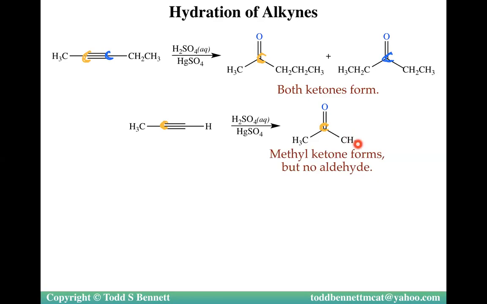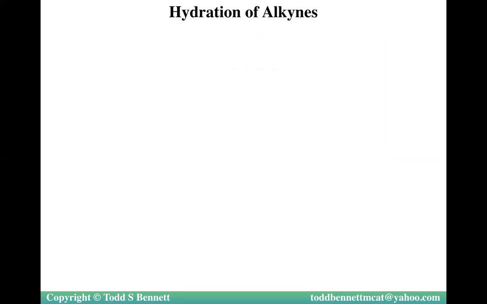Note that this is a methyl ketone. We get absolutely no aldehyde in this case. So whereas it's not necessarily selective when it's internal, it's highly selective when we use the terminal alkyne to get the enol where the O is going on the more substituted carbon. Okay. How does this happen?